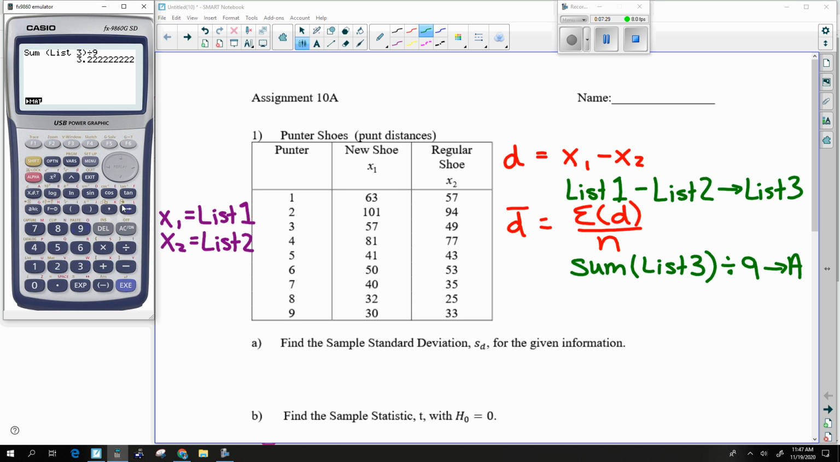I'm going to store that. Again, I hit this arrow button right above the on. Store that as the letter A for average. That is now D bar. So let's update my calculator list here. So we have the differences. That was list 3. And we created this average difference, which was the letter A for average.